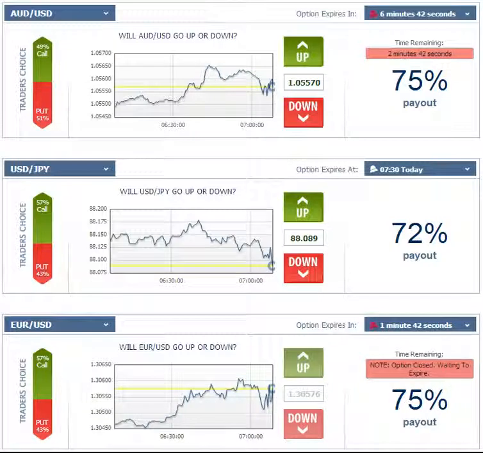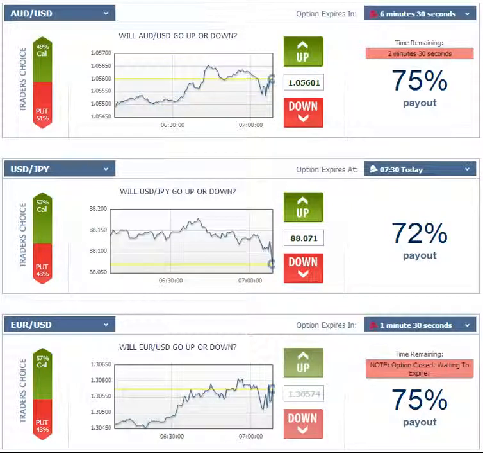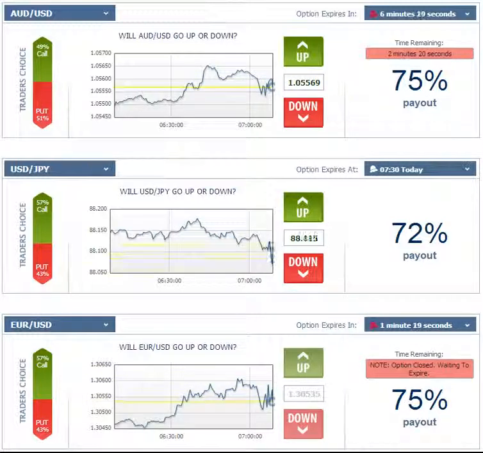Note that at the very top, there's still 6 minutes and 39 seconds for that to expire. But at the very bottom, the option has closed. It's waiting to expire, and none of the spreads so far seem to have changed. So I'm just going to pause this video right here, and we're going to come back and take another look in just a little while.